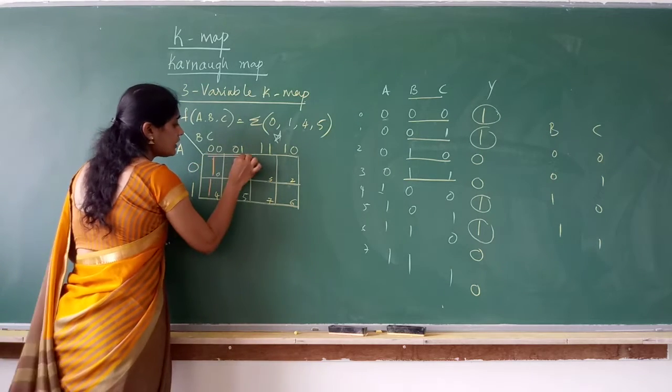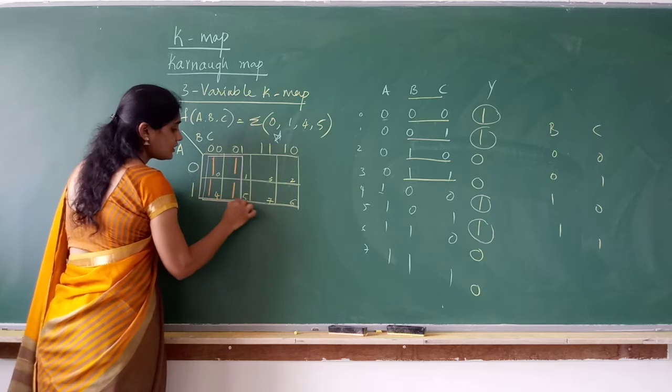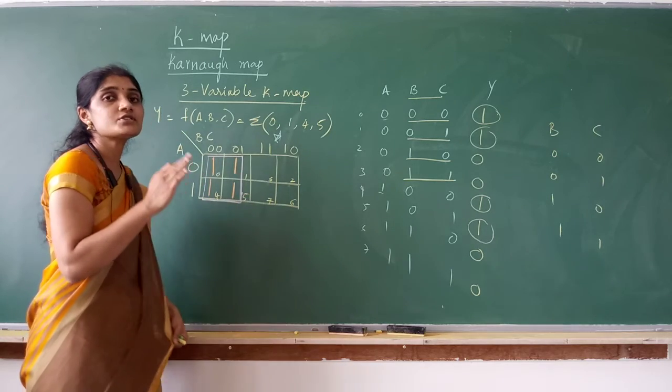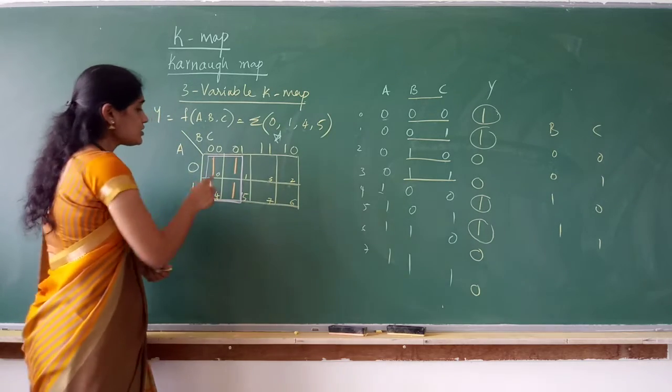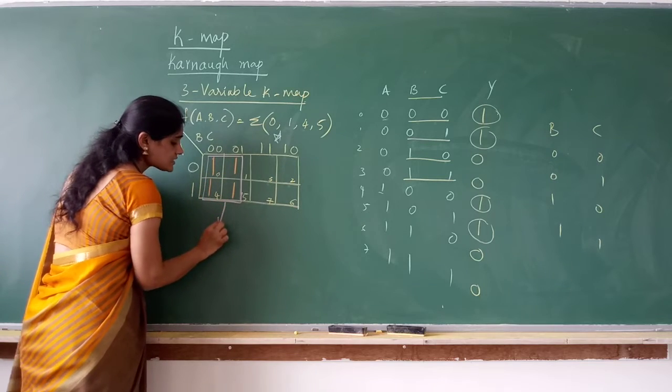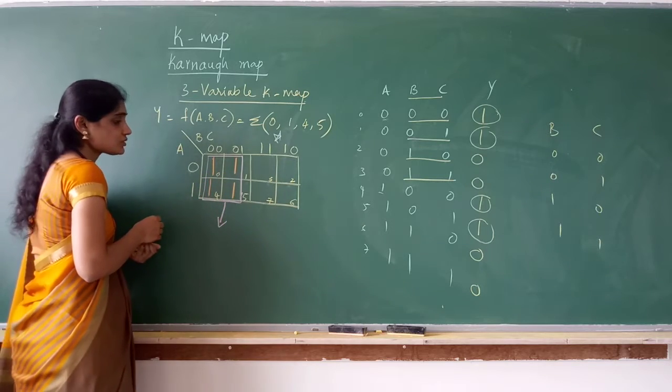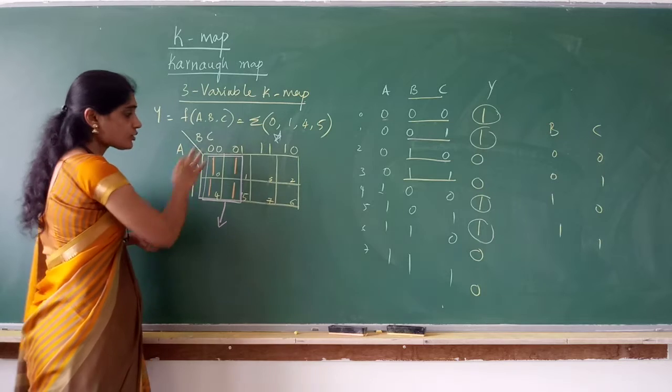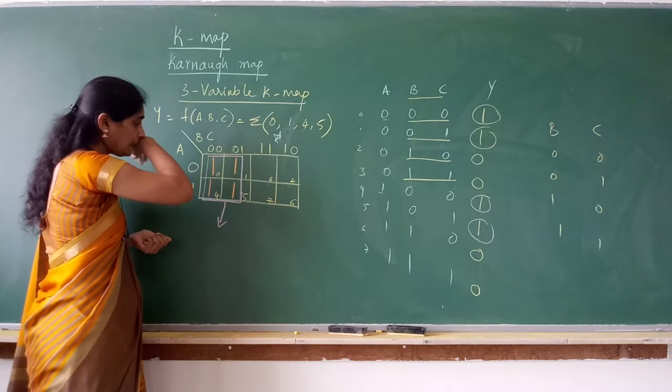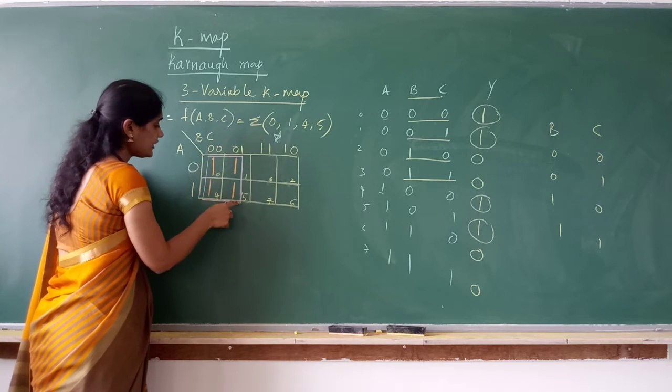We can group all the 4 cells. All adjacent cells you have to group. Okay. So if you group all the 4 cells, just look here. What is the equation we get once you group it?